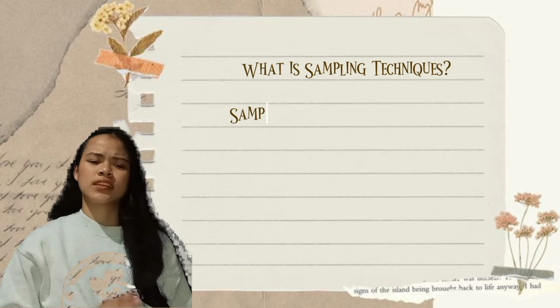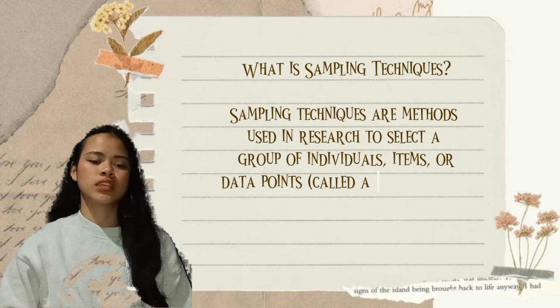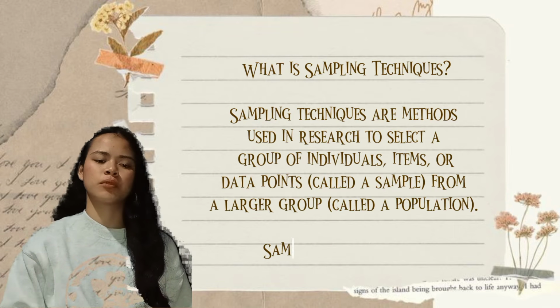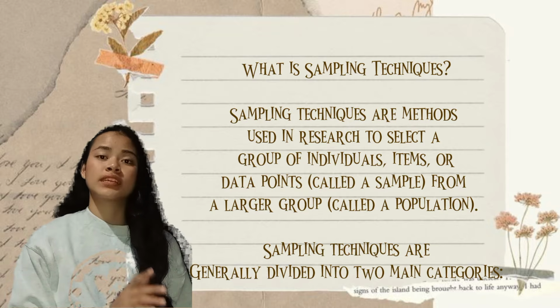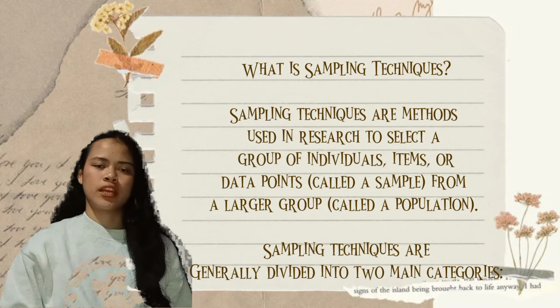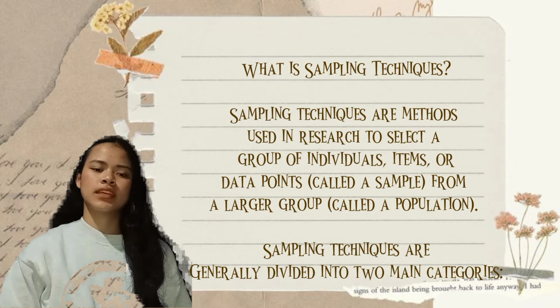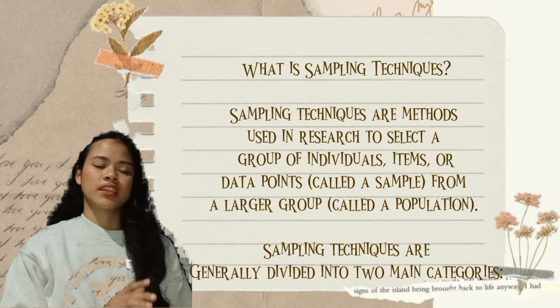So, what are sampling techniques? Sampling techniques are methods used in research to select a group of individuals, items, or data points called a sample from a larger group called a population. Sampling techniques are generally divided into two main categories.